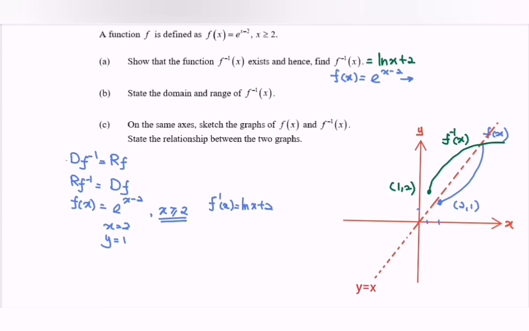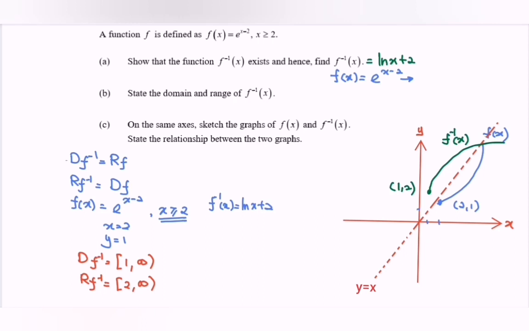Now focus on the domain and range for the f inverse. For the domain of the f inverse, kindly refer to the graph. Here we have 1 until infinity. As for the range for the f inverse, the minimum value of y will be 2 until infinity. So that is the domain and range for the f inverse.